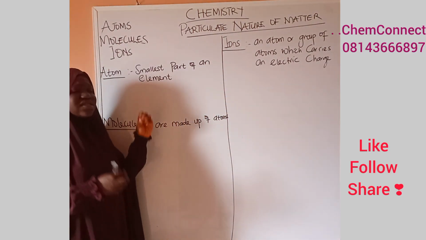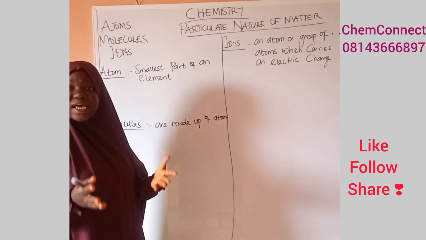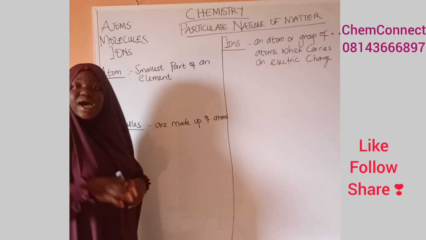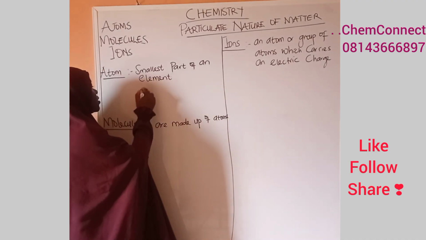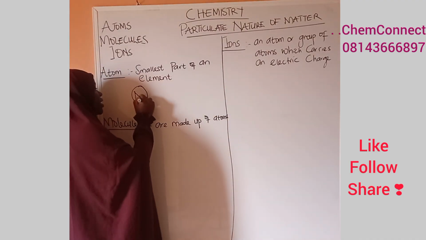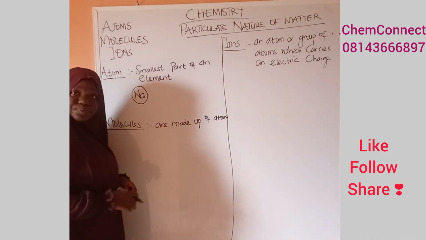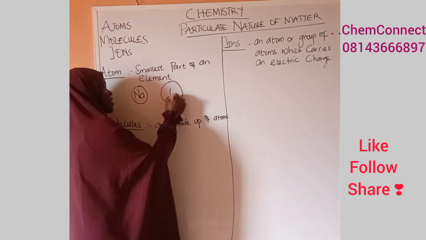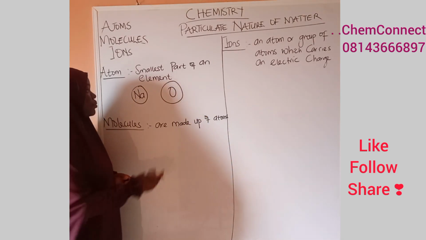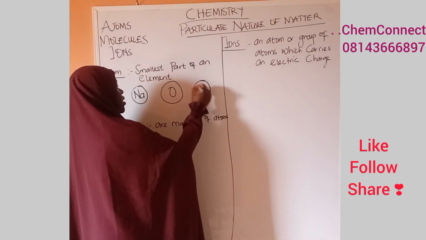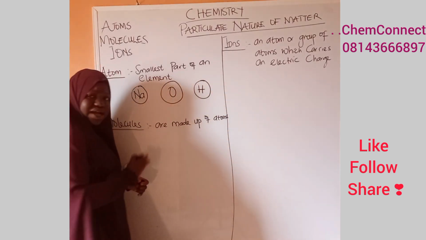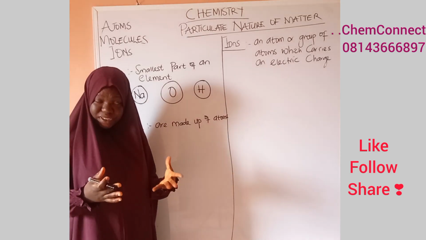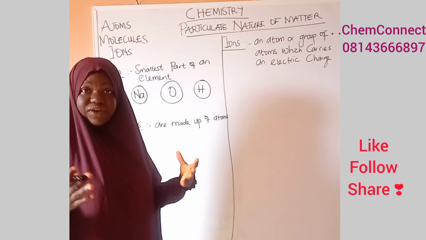An atom is the smallest part of an element that can take part in a chemical reaction. An example of an atom is sodium. Sodium is an atom. Oxygen is an atom. Hydrogen is an atom. These are atoms, the smallest part of an element.